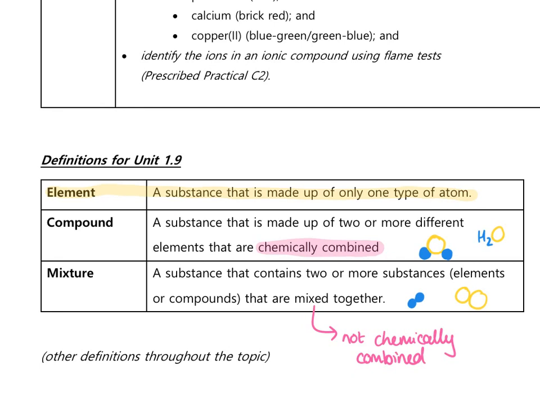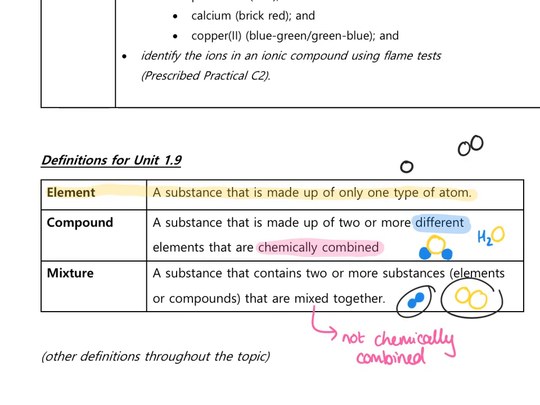So just be really careful when you're identifying types of substances. Does it contain only one type of atom? Well, that makes it an element, even if you have more than one of the atom chemically joined, like we've seen here with our mixture. So we could have a single atom for our element, or we could have a diatomic molecule, but because they're the same type of atom, it's still an element. So it's a substance that is made up of only one type of atom. And for our definition for compound, it's a substance that is made up of two or more different elements that are chemically combined. So it can't fall into that category of an element because we have two or more different elements.